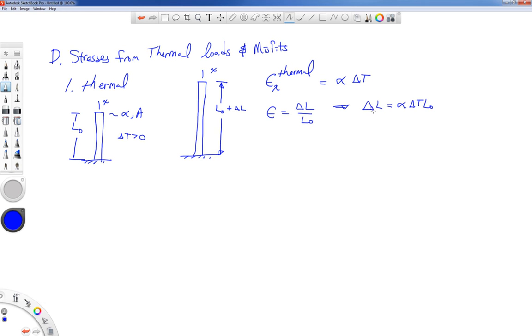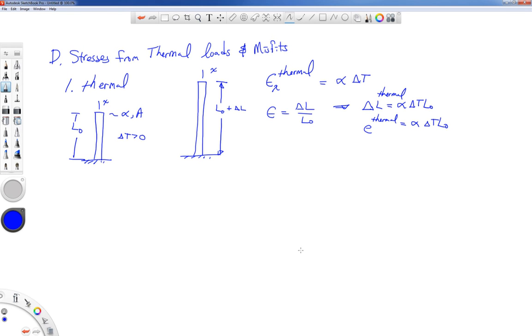Now, a little bit later on in the book, instead of using delta L, the book likes to use the symbol little e. And so the thermal deformation, they're going to call little e, is the same thing here, alpha delta T times the original length. All right, so we know that we have a strain in the material when the bar heats up.